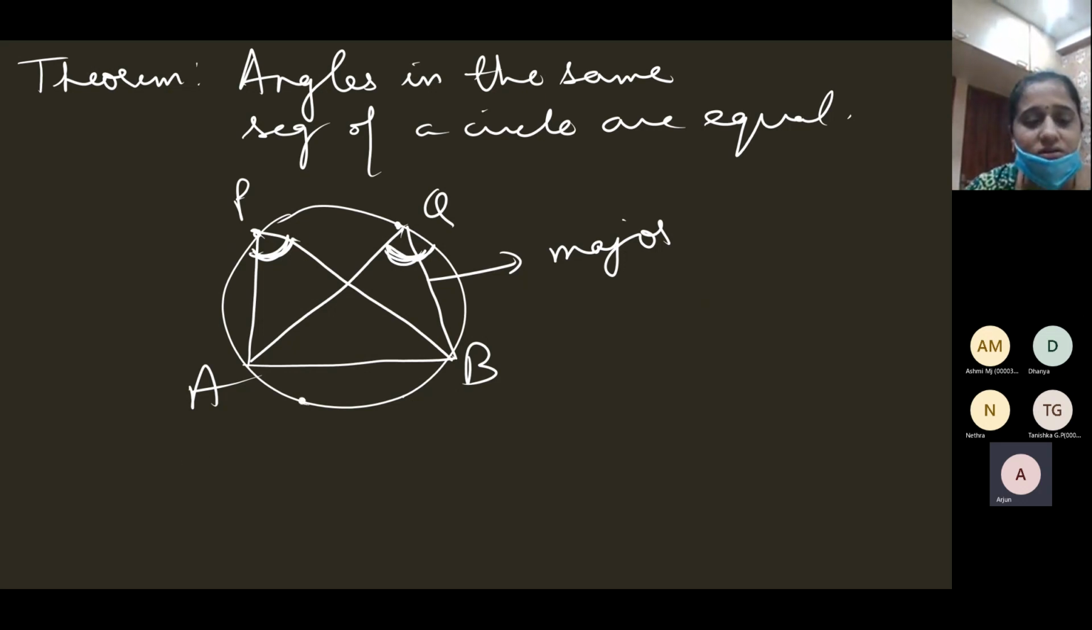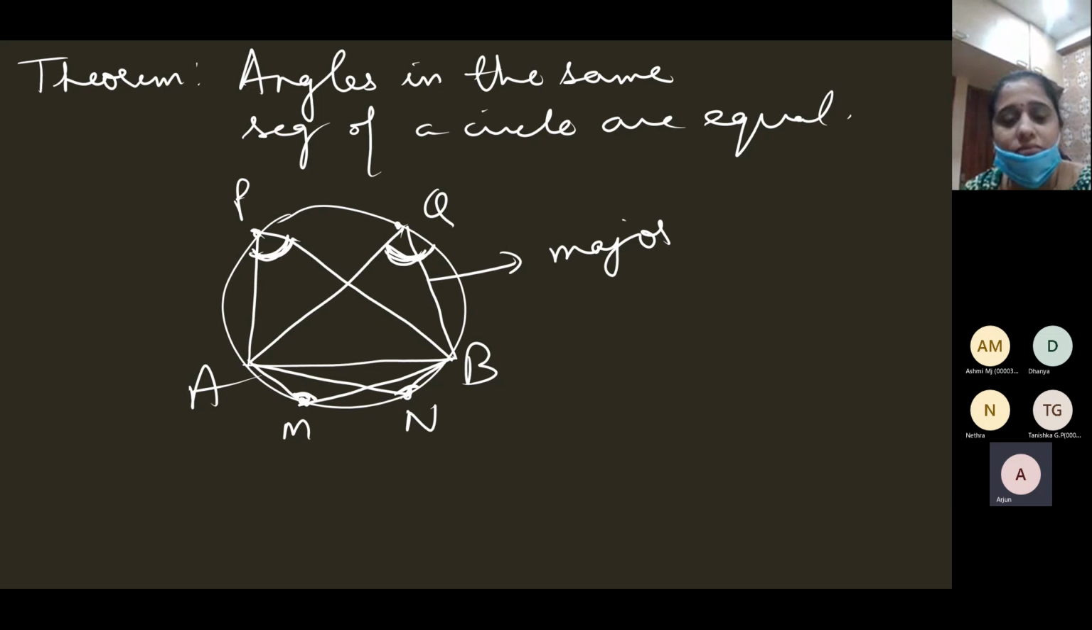Similarly, if you take 2 points here, M and N, join A to M, B to M, and similarly join A to N and B to N. So you can see 2 angles are formed. Those 2 angles will be equal, for the same reason: angles in the same segment of a circle are equal, because both the points M and N are on the minor arc. So they're in the same segment, so they're equal.